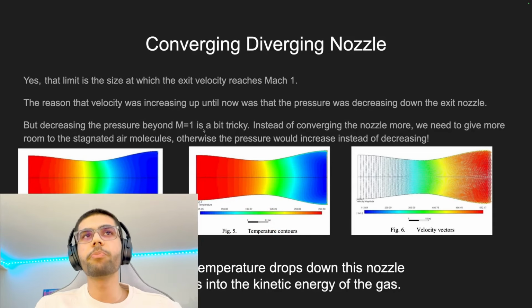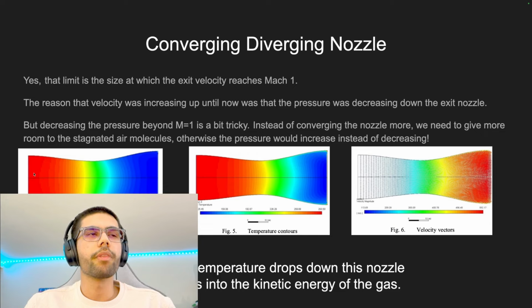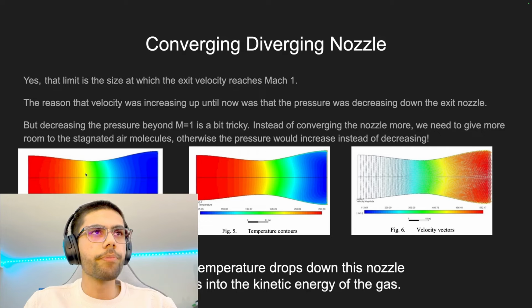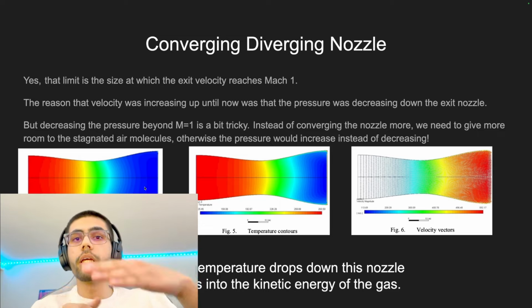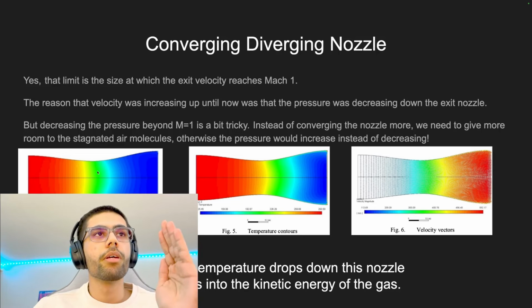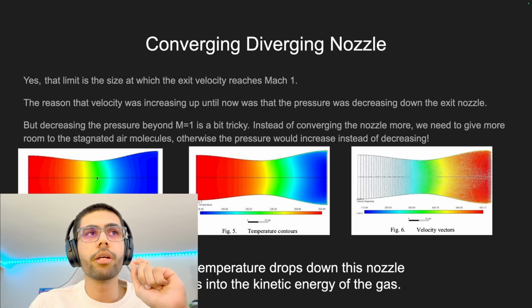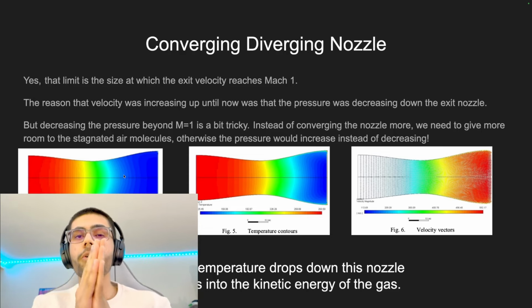So the reason is pretty simple. This is the pressure contour. The pressure on the left is really high, and as we converge the nozzle further, the pressure drops, as you can see. Up until here, the pressure was dropping, but if you converge this even further, instead of decreasing, the pressure is going to increase. Why? Because again, imagine the molecules over here. They're moving at a speed greater than the information can travel forward. So they stagnate on top of each other, and the local pressure is going to increase instead of decreasing.